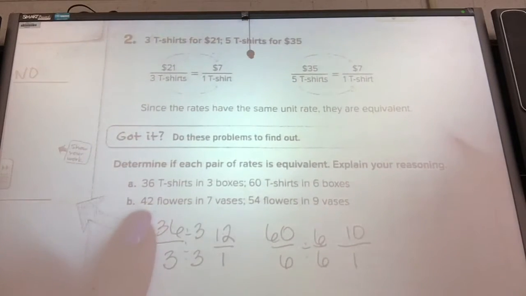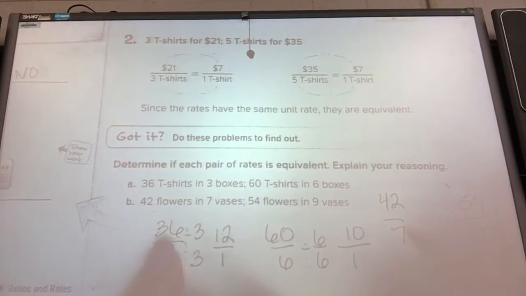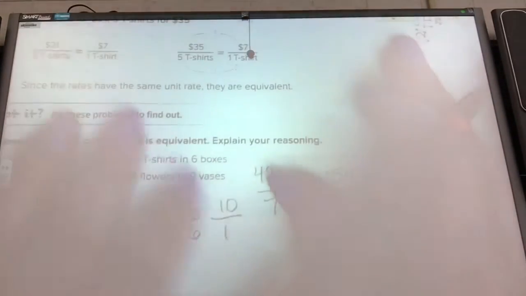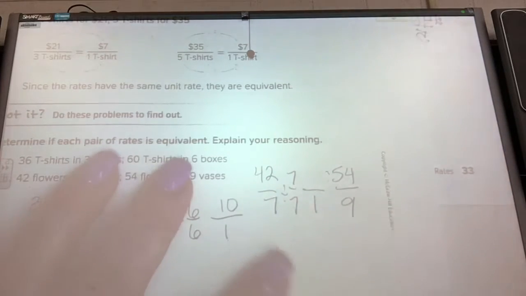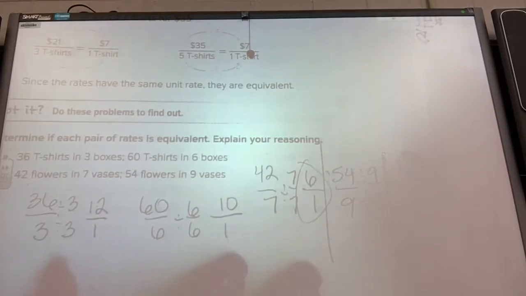The letter B, 42 flowers in 7 vases, 54 flowers in 9 vases. Okay, move this over so that you can see better, hopefully. All right, divide by 7 to get my unit rate. I would get 1, and 42 divided by 7 is 6. I'm just putting a line there to separate the two problems. So I got 6/1 divided by 9. What I do on the bottom, I gotta do on the top. Gives me 1 and 6.